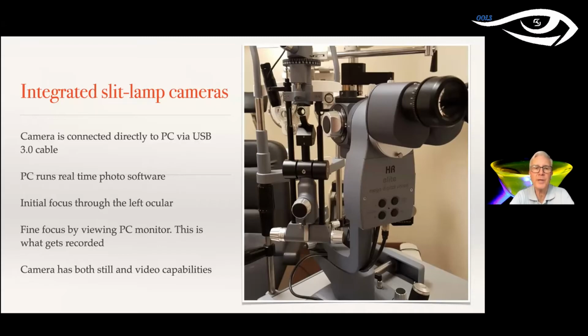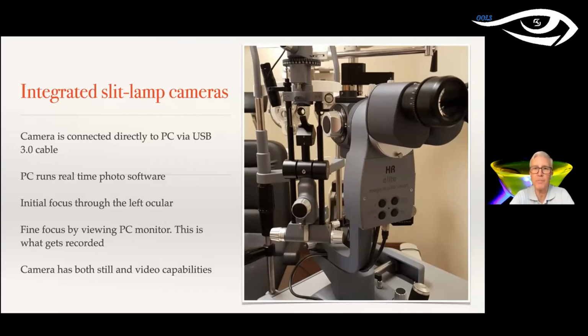On my PC, we're running real-time photo software. Now, there's a few tricks to this. Even though you're using both oculars and you're seeing the image binocularly, the camera is only seeing it monocularly, through the left ocular. So you use a gross focus by moving your slit lamp back and forth. The fine focus in the picture you're going to take is what you see on the computer screen. So you do your gross focus through the ocular, then look away and look at your computer and then snap the image there.